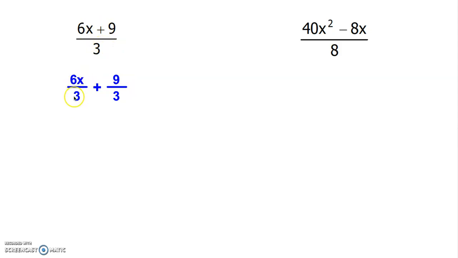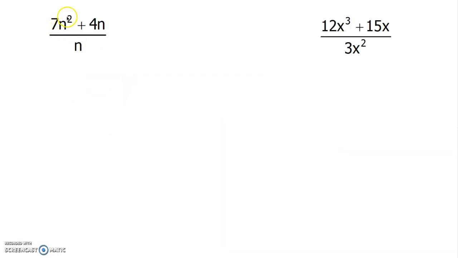So 6x divided by 3 is just 2x. 9 divided by 3 is just 3. So 2x plus 3 is that expression simplified. This problem here, 40x squared minus 8x divided by 8, is on your own.